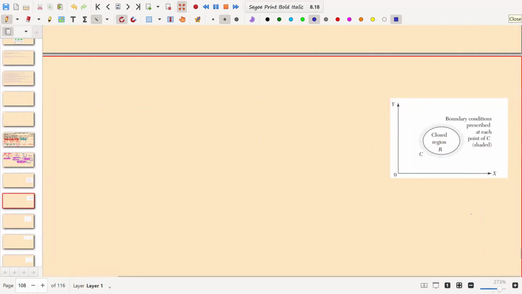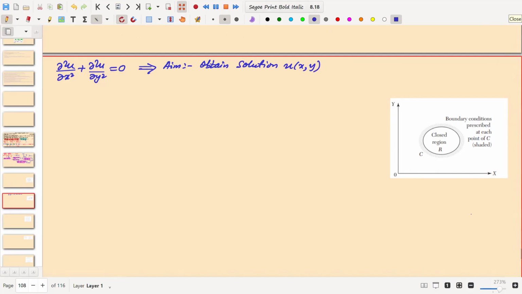So actually, the solution of these equations, that is ∂²u/∂x² + ∂²u/∂y² = 0. What is the aim? The aim is to obtain the solution u(x, y), right? The solution will lie on a region. (x, y) is a region.